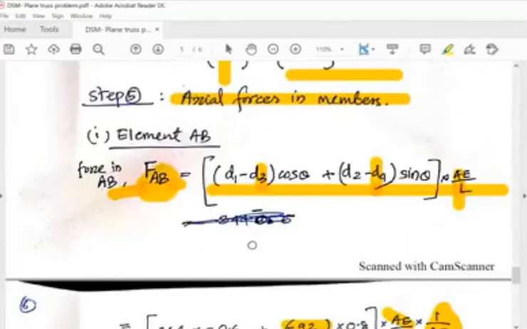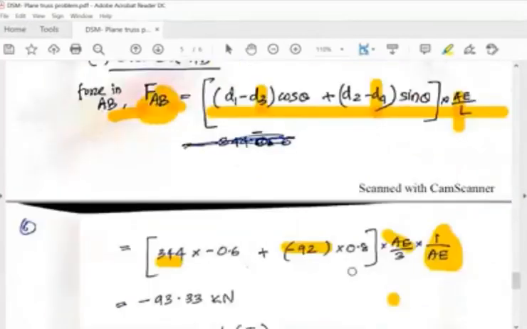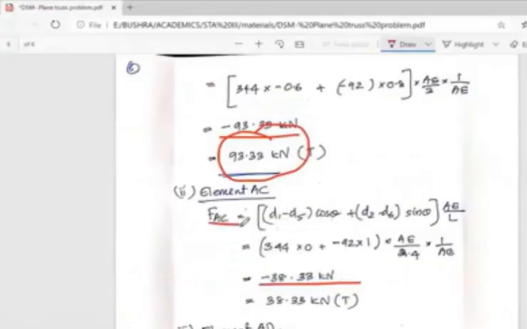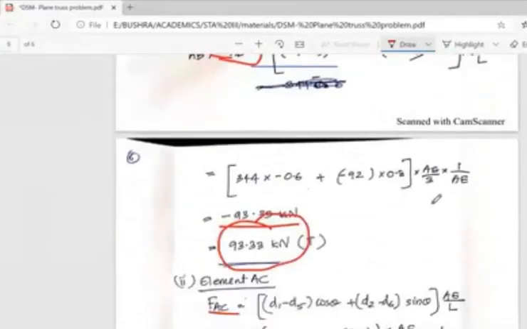For AB, the theta value is known to you. Cos theta and sin theta value of member AB has to be substituted over here. Okay, and you can find the value. So this is minus 93.33. When you take F of member AC, that member AC is also vertical like this. This is point A, and this is C. So one is like this, two is like this, and 5 and 6 like this.